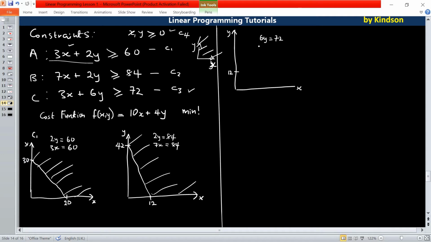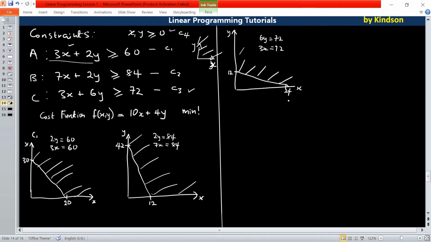So we have 3x is equal to 72. So 72 over 3, I think that should give us 24. So we join, and that is it. Alright, so we're on track.